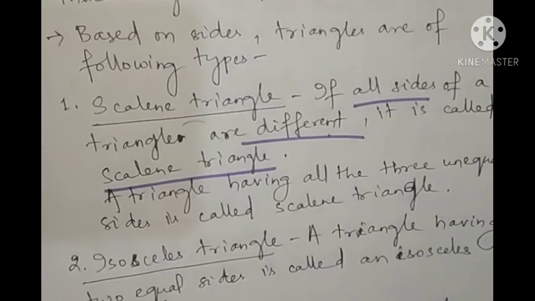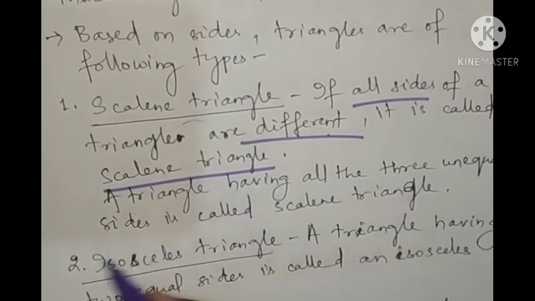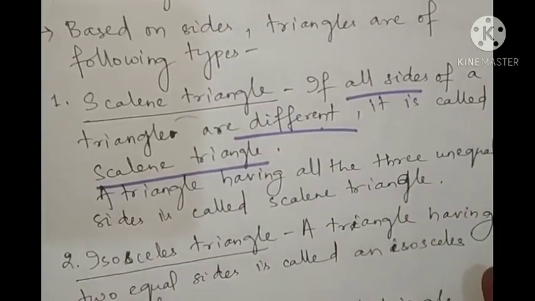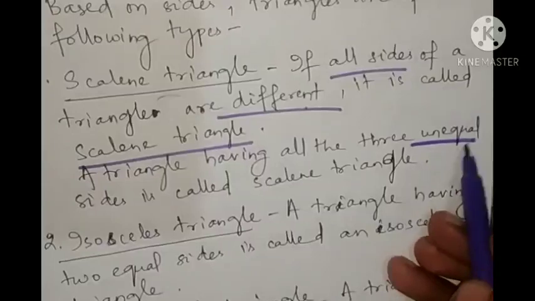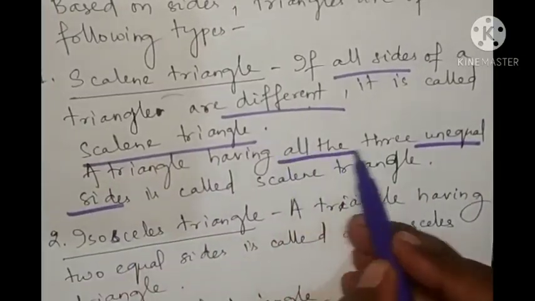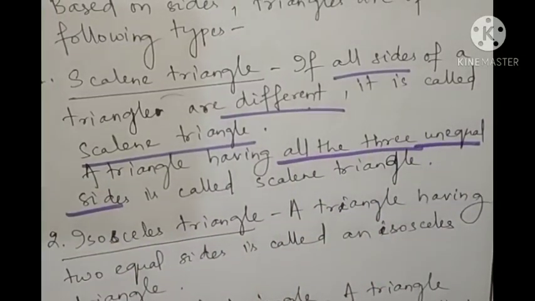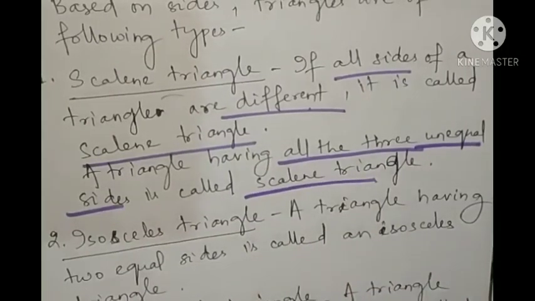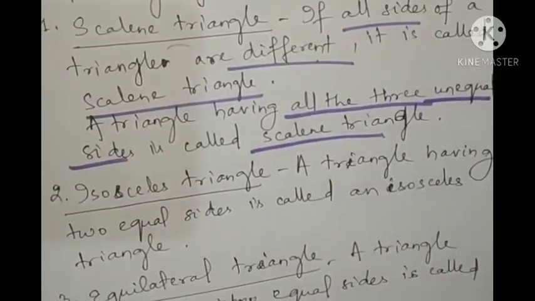Remember the term scalene triangle. A triangle having all 3 unequal sides is called a scalene triangle. Means if all the 3 sides are unequal, then it is a scalene triangle. Next, see isosceles triangle.